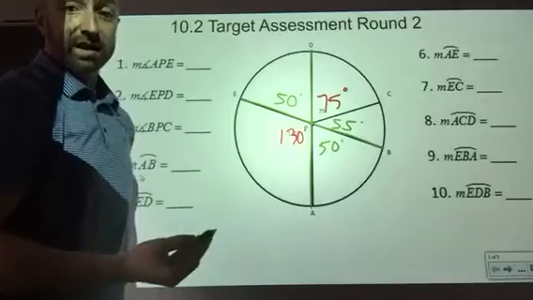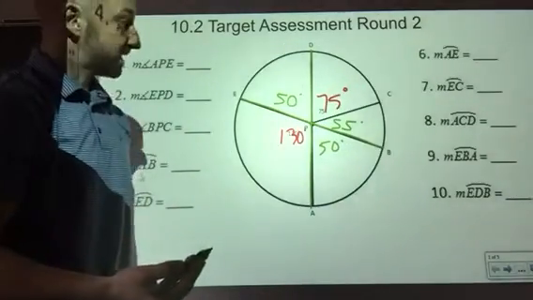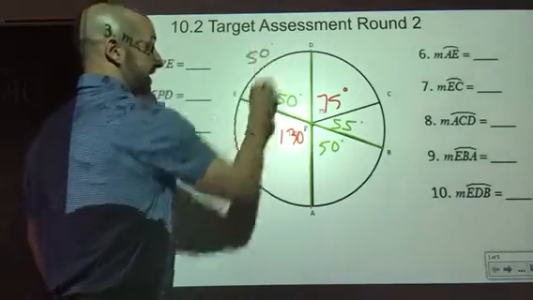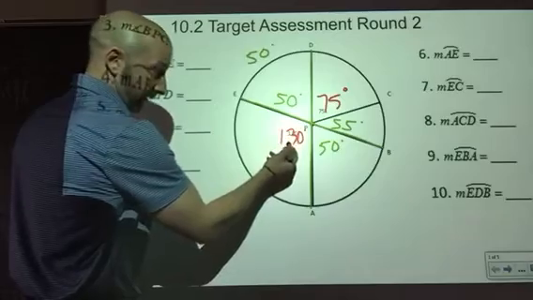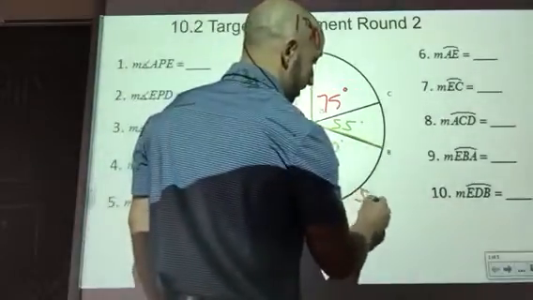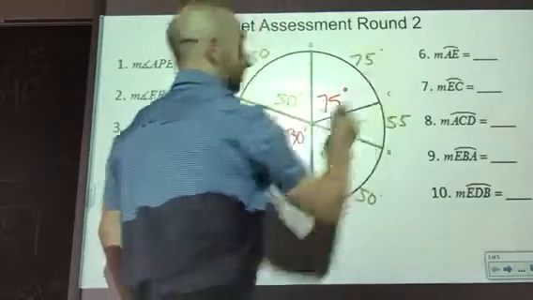We talked about finding an arc measure. To find an arc measure, that actually equals the central angle. So if this central angle is 50, arc ED will be 50. If this central angle is 130, this will be 130, and I can work my way around and fill in all of my arc measurements.